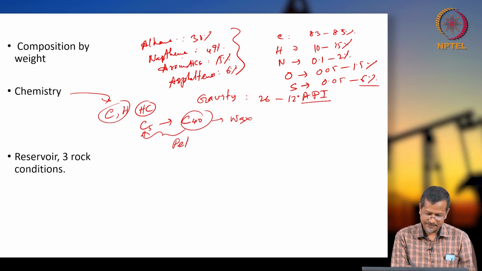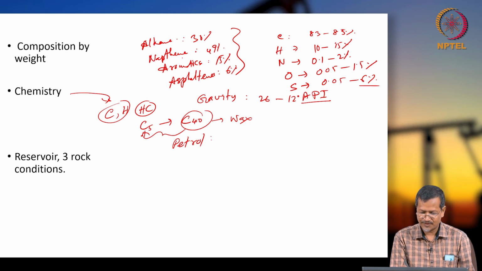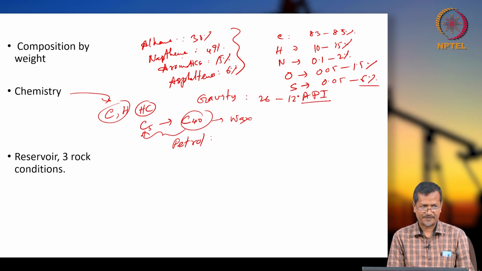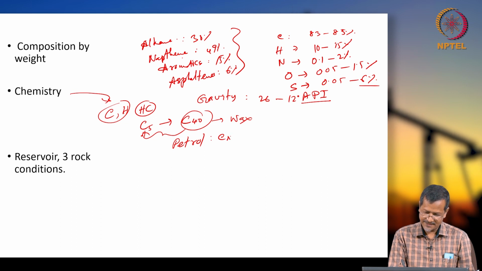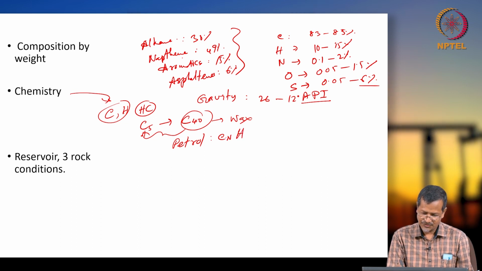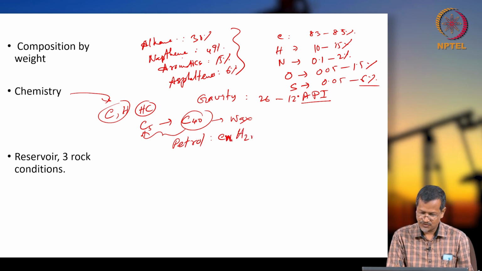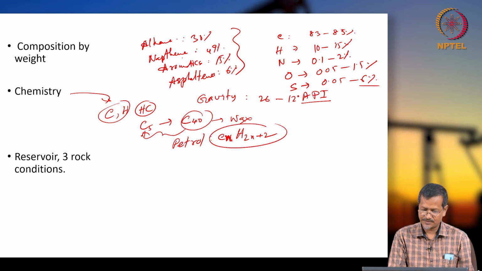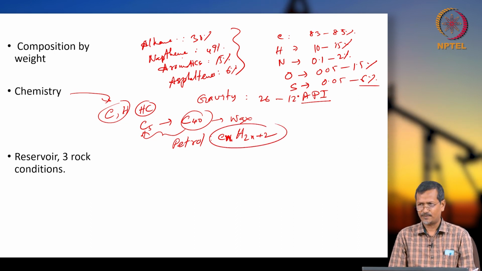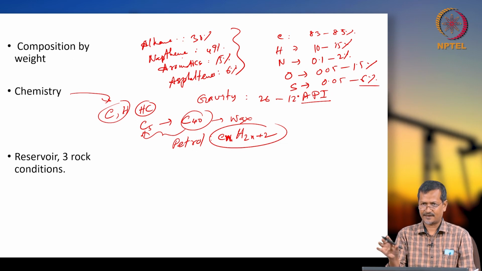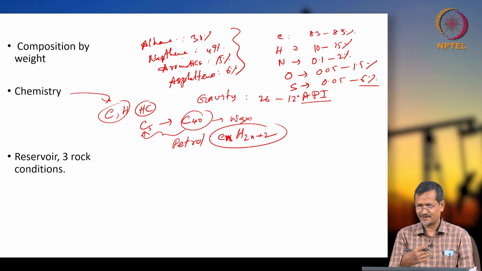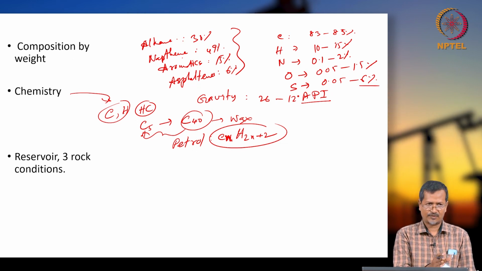And petrol, your common fuel when you are driving a bike, is CnH2n+2, an approximate formula for petrol. Normally the petroleum fluid will be a mixture of many chemicals, not a single chemical. It will have long chain hydrocarbon and short chain hydrocarbon.